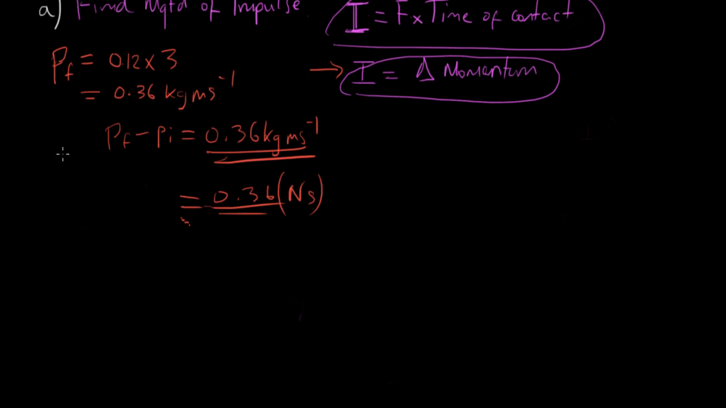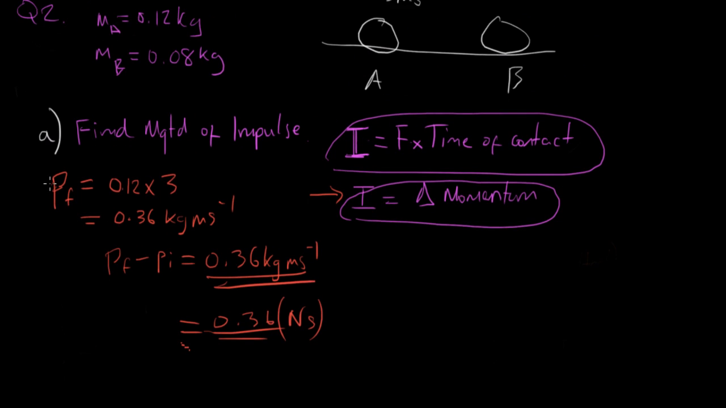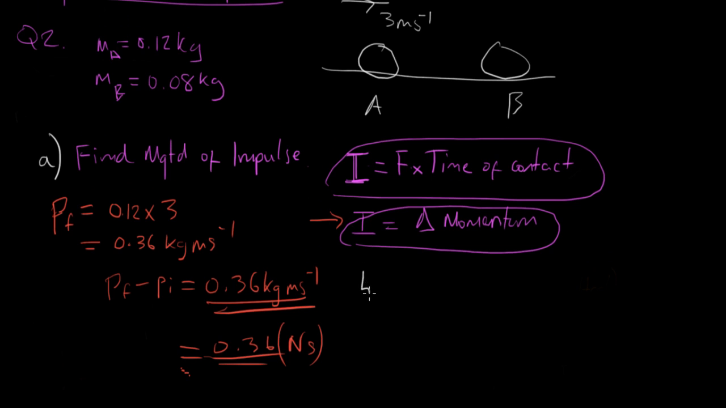Now in the second part of the question, which I'm going to try to do up here so that we continue looking at the situation, it says: immediately after the particles collide, the speed of A is 1.2 meters per second, and the direction is unchanged.